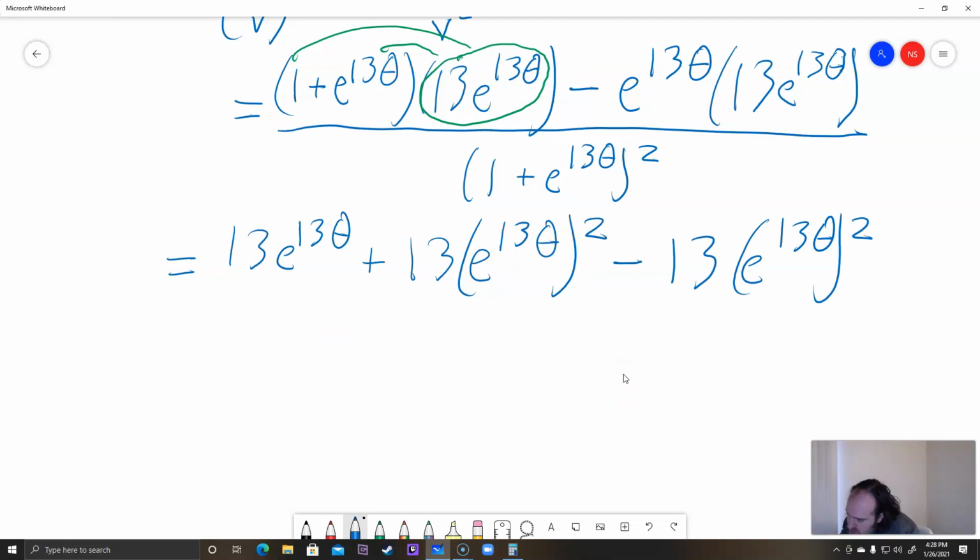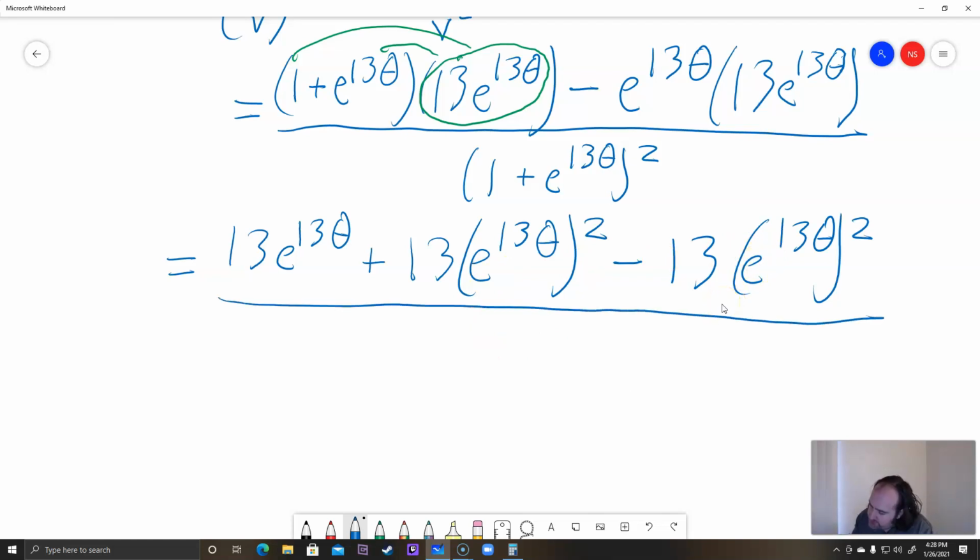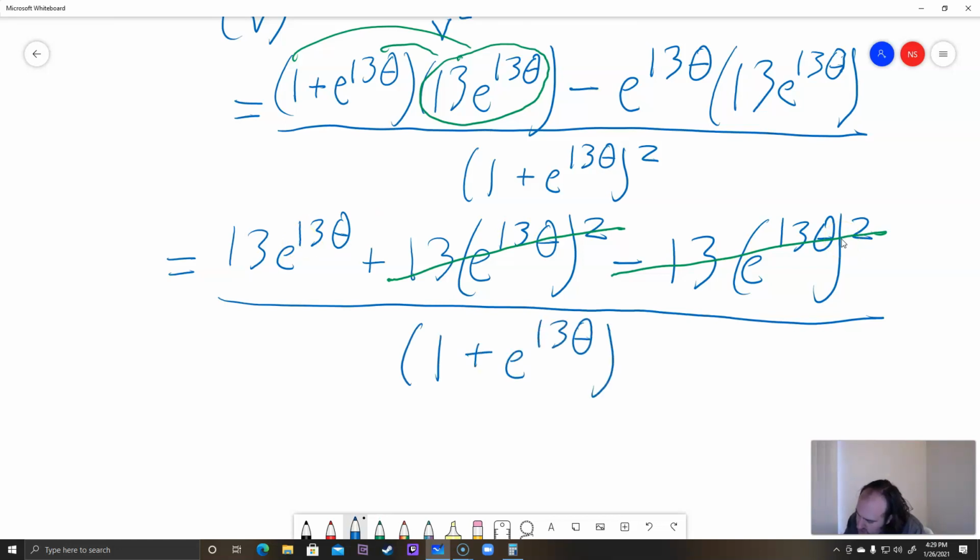So what we got here is we can see that this term and that term are opposites, and they have the same coefficient, and they're also like terms. So the 13 e to the 13 theta squared and the negative 13 e to the 13 theta squared are just going to cancel out. So we're going to be left with 13 e to the 13 theta on the top, and then on the bottom we have the quantity 1 plus e to the 13 theta quantity squared. Okay, so that was just our quotient rule. So this is a tough problem. It's got a lot of steps. So this was our u over v quantity prime.